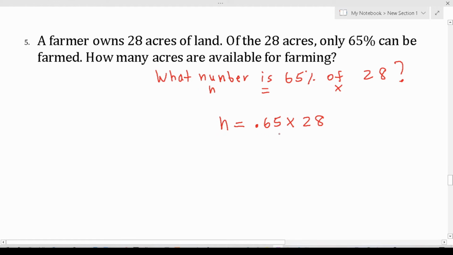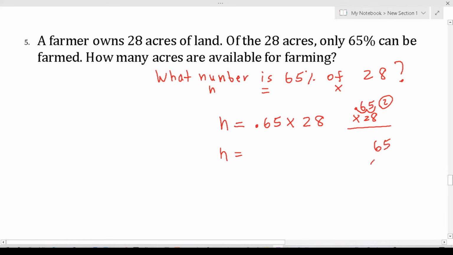Again, we have multiplication involving a decimal and a whole number. That is, we have 0.65 times 28. In order to do this, we're going to have to shift this decimal 2 times to the right to make 0.65 into 65. And then at the end, we're going to shift those decimals back in.